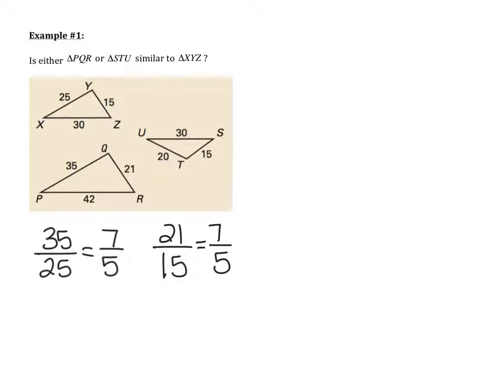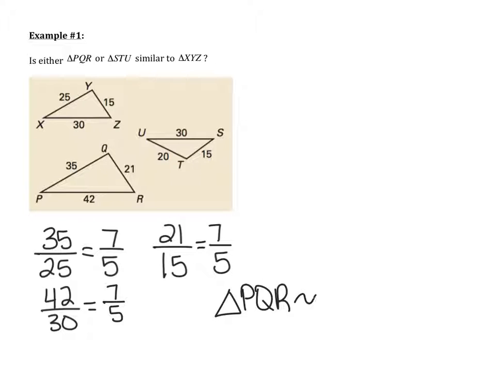And then finally, we'll compare PR to XZ. So we would have 42 over 30. Divide both of those by 6, you'd have 7 over 5. So you would know that triangle PQR is similar to triangle XYZ by side, side, side similarity. Now let's check to see if triangle STU is also similar. Again, keep in mind that we need to go in corresponding order.